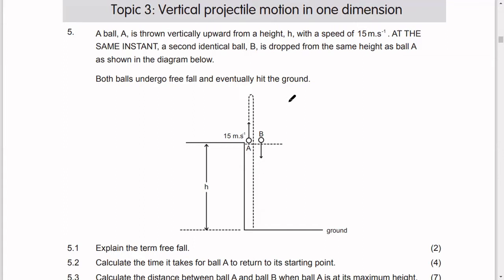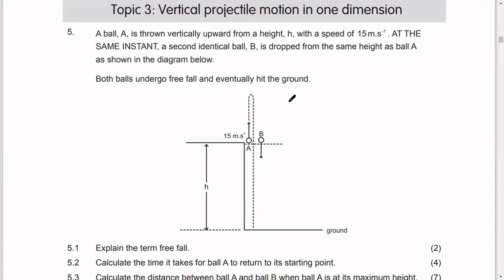It's a really big document that I will be going through bit by bit, lesson by lesson. So let's start. It says a ball A is thrown vertically upward from a height h with a speed of 15 meters per second. At the same instant, a second identical ball B is dropped from the same height as shown in the diagram below. So both balls undergo free fall and eventually hit the ground.